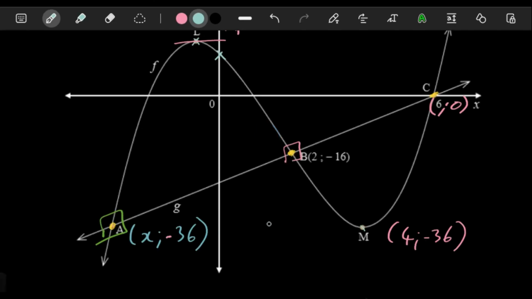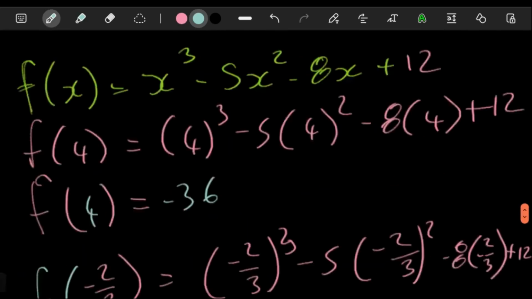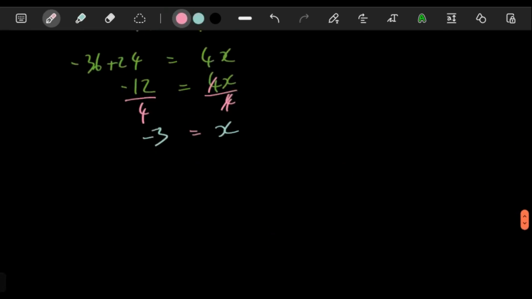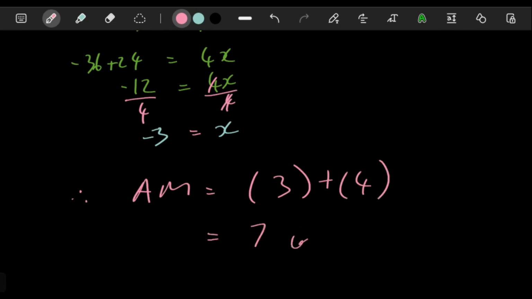Because from here to there, this is like 4, and then from here to there, that's like 3. Remember, when it comes to distance, you always take the number of units from the origin. So here, therefore, AM is equal to 3 plus 4, which is 7 units.